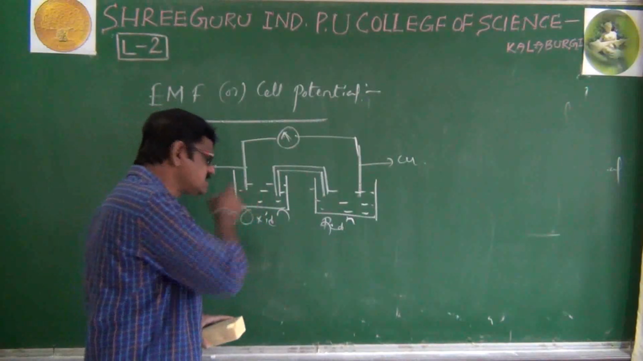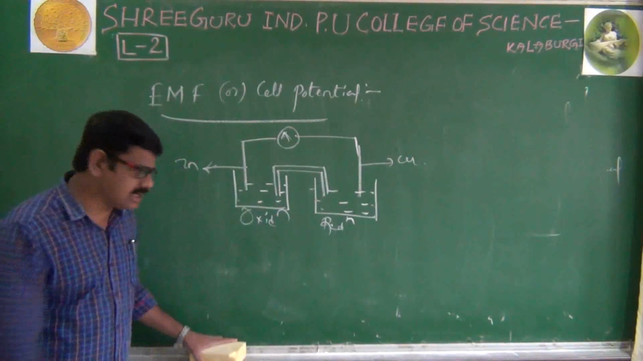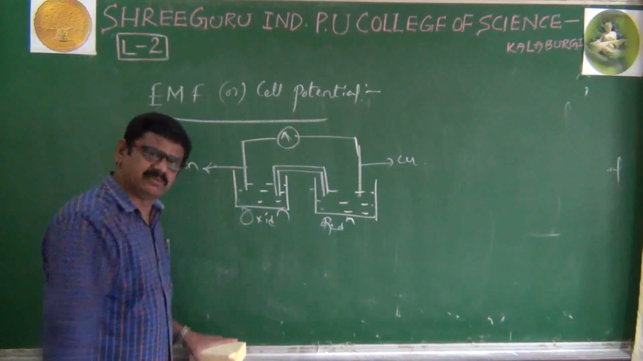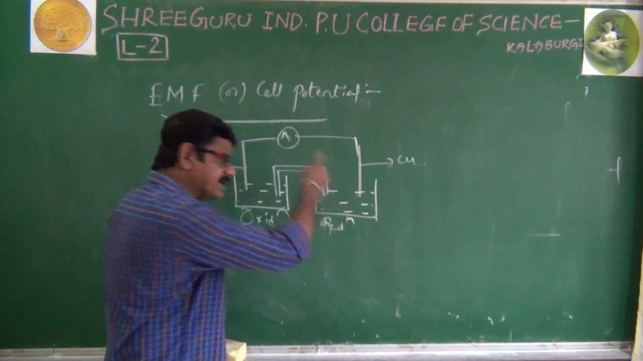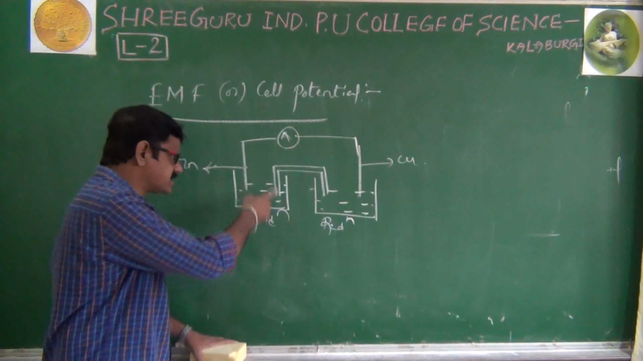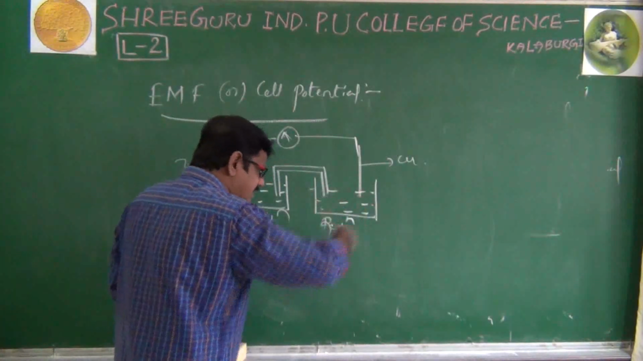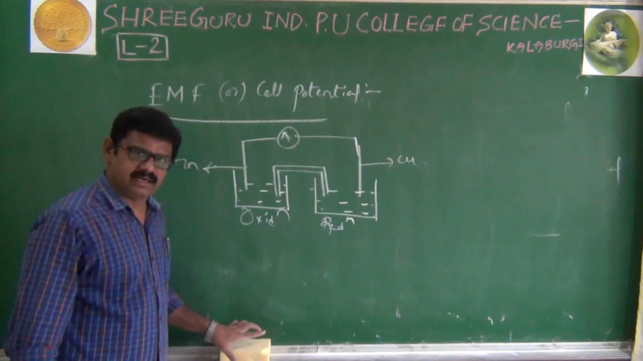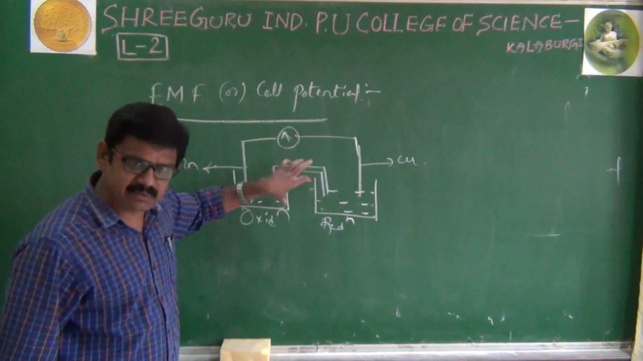Here oxidation is taking place. Because of oxidation, definitely an oxidation potential will be developed here. Here, due to reduction, definitely a reduction potential will be developed. Once again, because of oxidation, oxidation potential will be developed, and because of reduction, reduction potential will be developed. Now we have to measure the total EMF of the cell, the total cell potential.